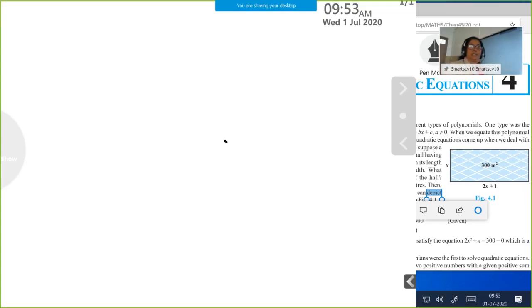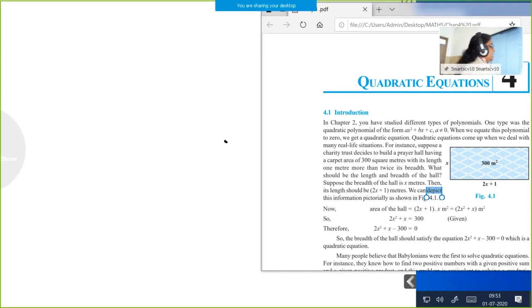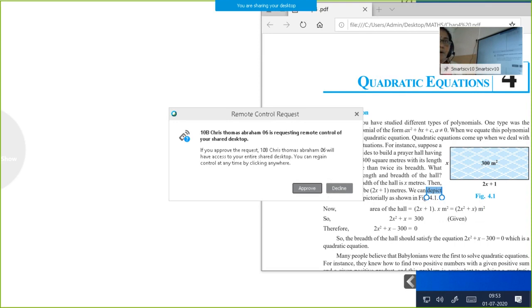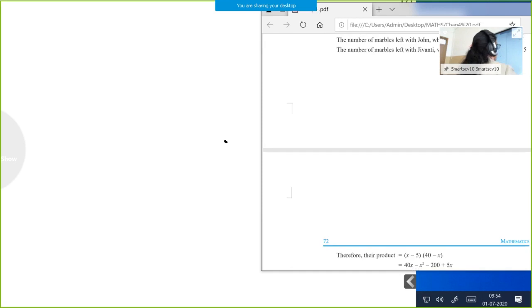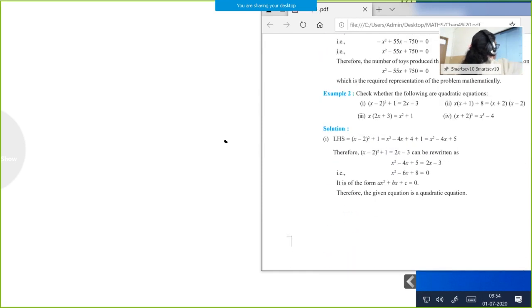Good morning, students. We start today's section, that is quadratic equations. What is a quadratic equation? An equation of the form ax square plus bx plus c is equal to 0, where a is not equal to 0 and a, b, c belong to real numbers. Clear? This is a quadratic equation.